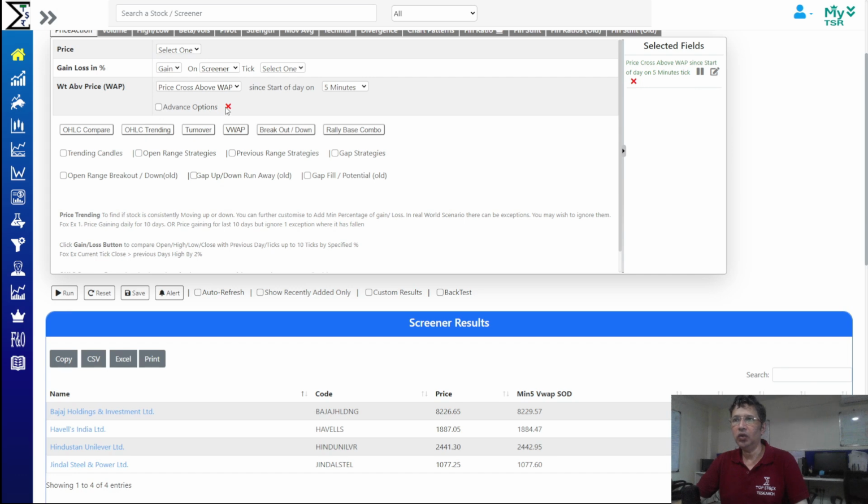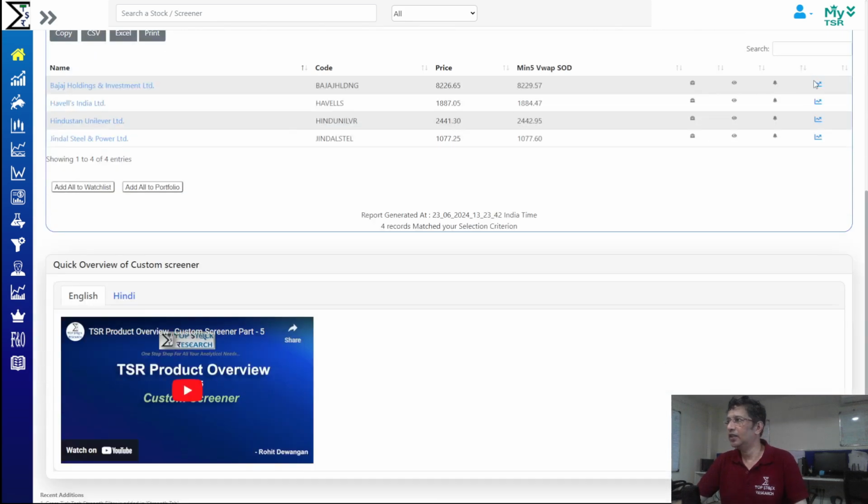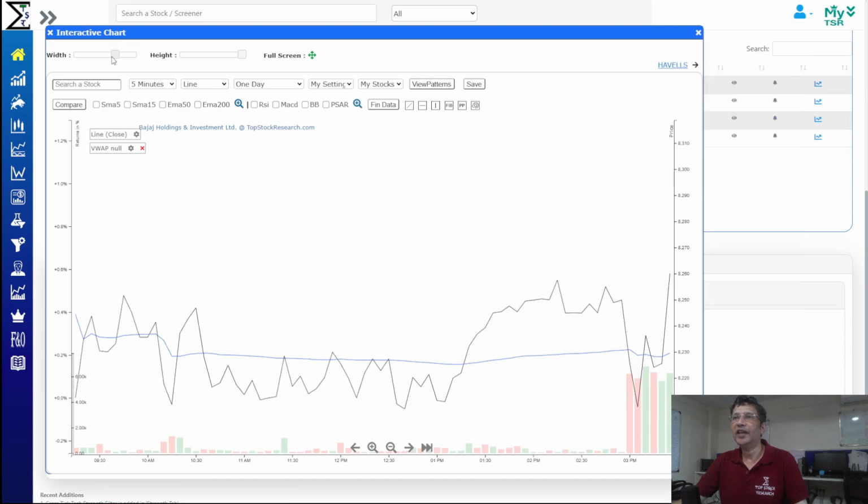Again, I'll repeat how to go. We go to VWAP. We'll leave all the default options. The default option is the simpler option wherein the standard tick is 5 minutes. You don't have to change too many things. Price crossing above VWAP is a very, very good strategy, right? Run it. You'll find all the records out here. When you click on this, you'll find all the stocks where price is crossing above VWAP, right?